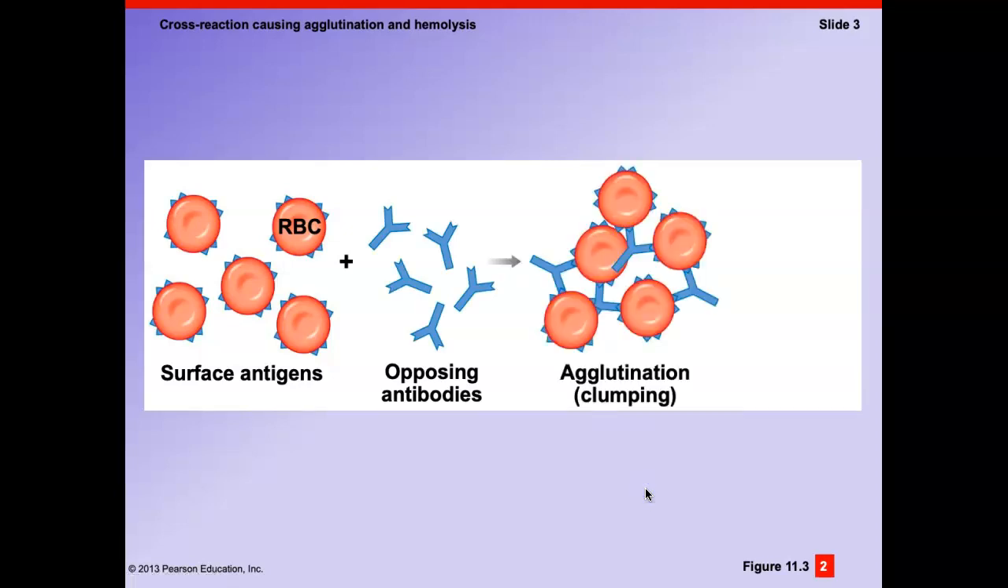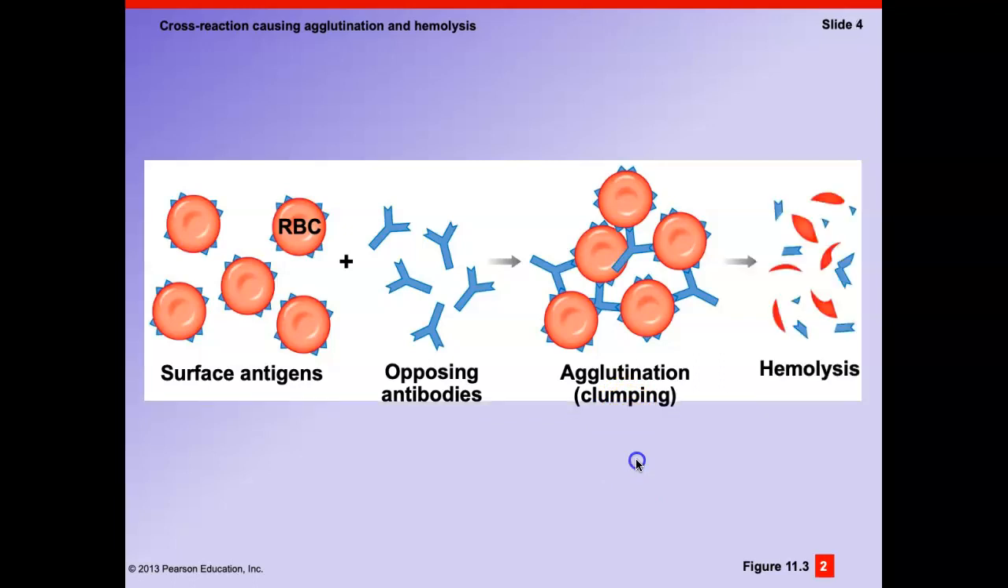So should you be exposed to or get a transfusion of blood that is the wrong type, those antibodies will cause a clumping of the blood cells, and this clumping is called agglutination. And then those cells will die and you'll die. So you don't want that to happen.